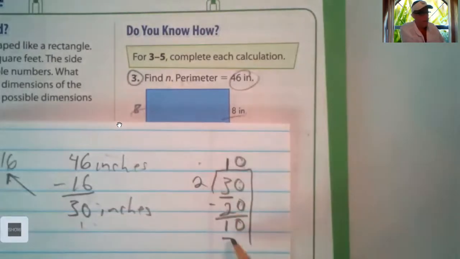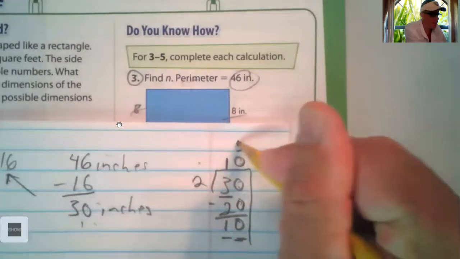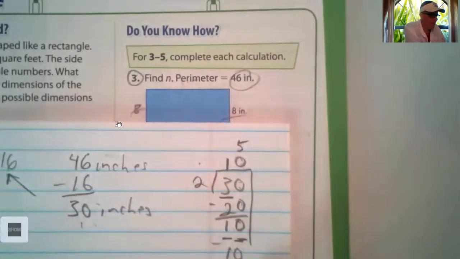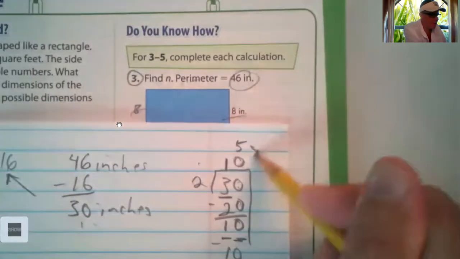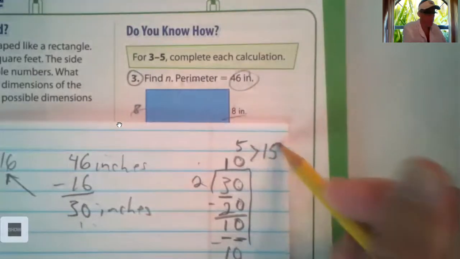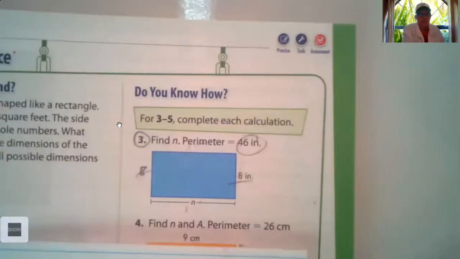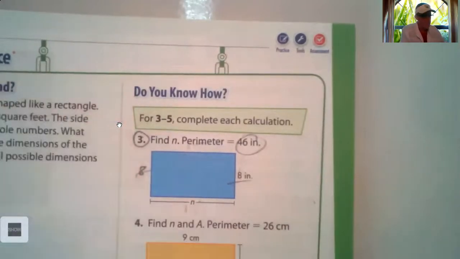Can I get a 2 out of a 1? Absolutely not. So I'm going to underline the next digit. Can I get a 2 out of a 10? Yes, I can. How many times? 5. I can get 5 2s out of 10. So I'm going to put that up here. That is my next partial quotient. 5 times 2 is 10. I subtract these, and I have 0 as my remainder. So when I add our partial quotients, I get 15. 15 what? 15 inches.